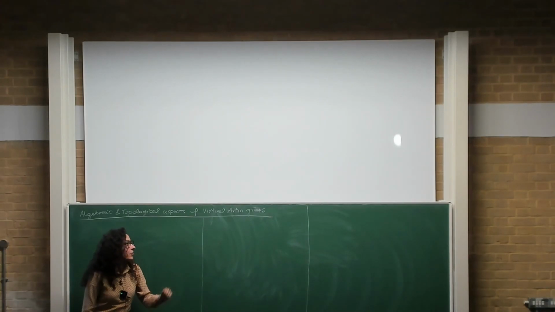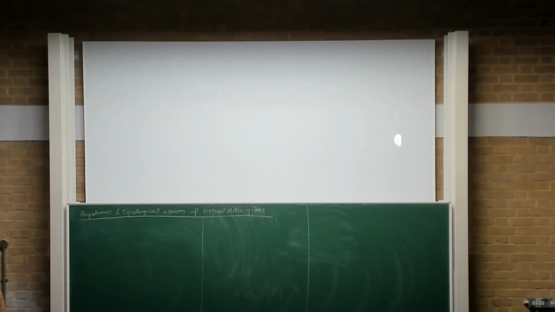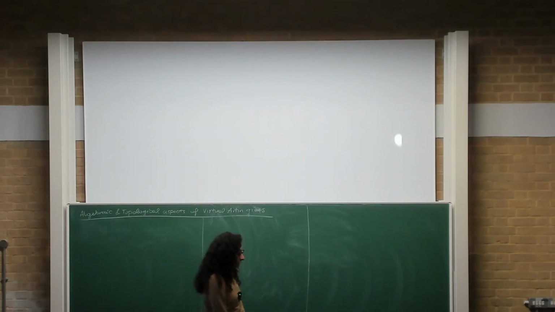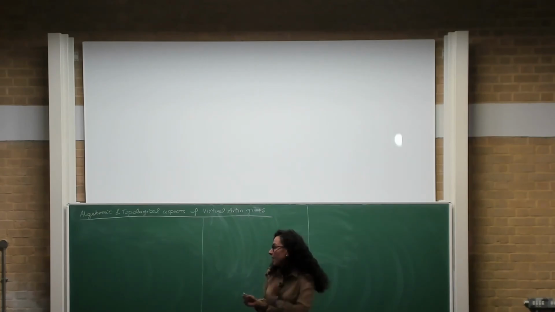I'm going to talk about what I did in my PhD thesis. I have been studying mostly virtual Artin groups, which are an algebraic structure introduced recently by Bellingeri, Paris, and Thiel a few years ago. This structure generalizes virtual braids, which were already known since the beginning of the 2000s, to all Artin groups.